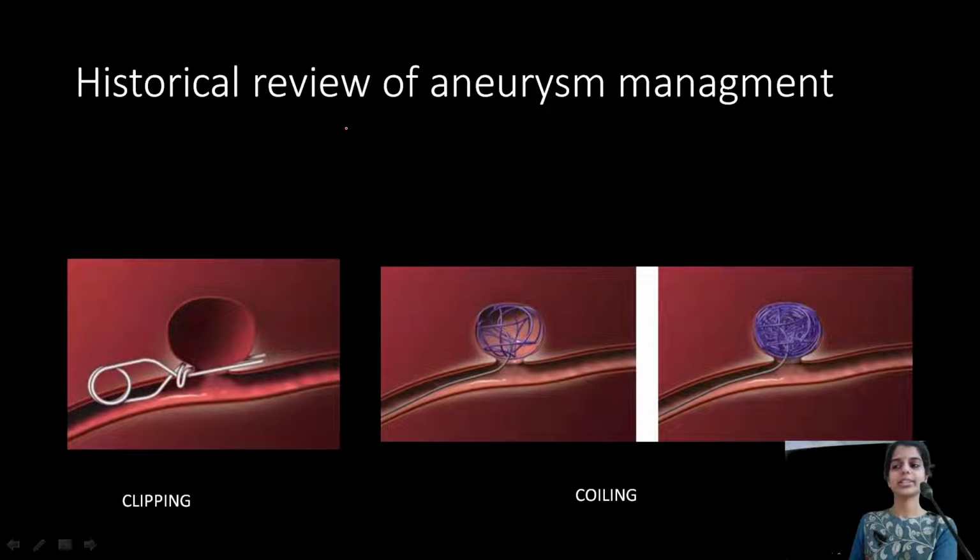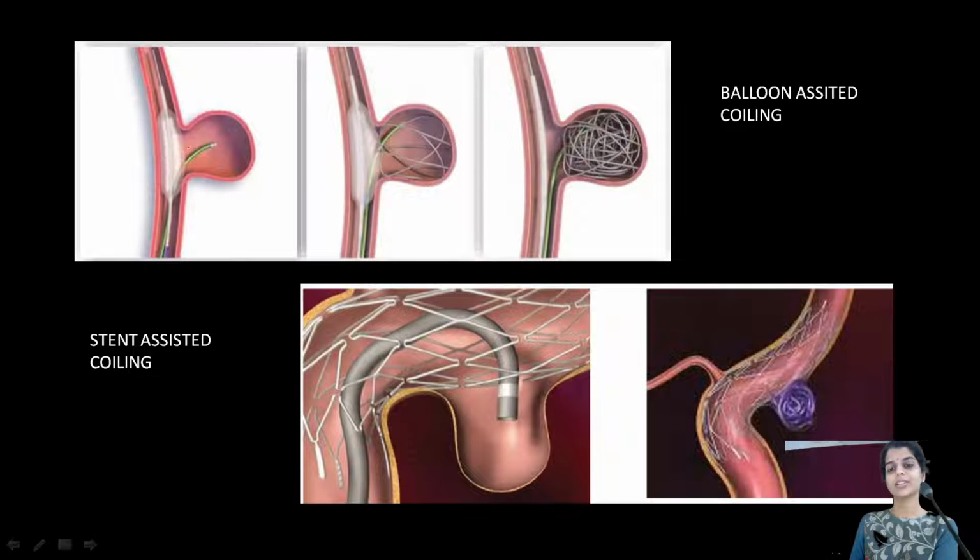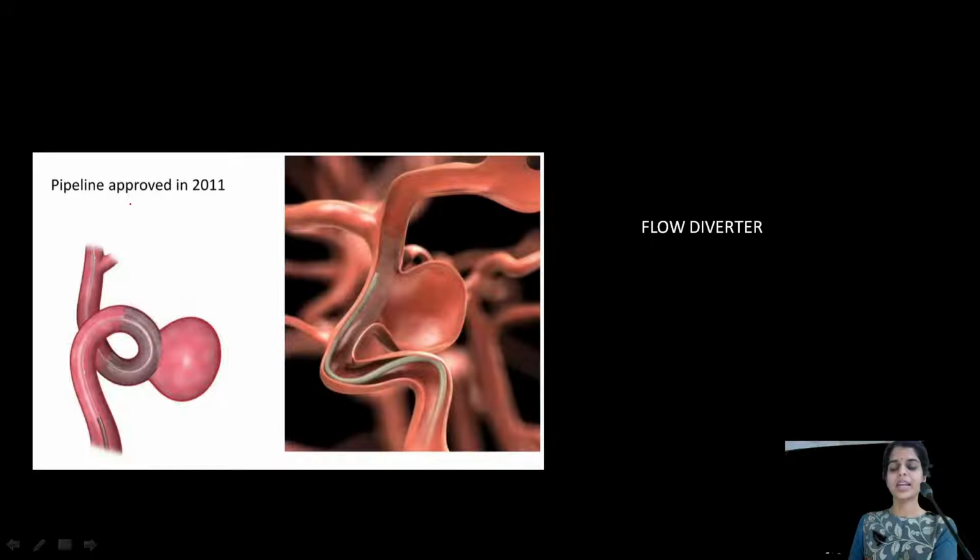Just a historical review on how management of aneurysm has progressed. Previously, there was only clipping that was done by neurosurgeons, and from 1991 there was coiling. Then for wide-neck aneurysms, they found many more options like balloon-assisted coiling and also stent-assisted coiling. For stent-assisted coiling, usually Neuroform Atlas and Solitaire, these laser-cut open-cell stents are preferred. And flow diverters were first approved in 2011.